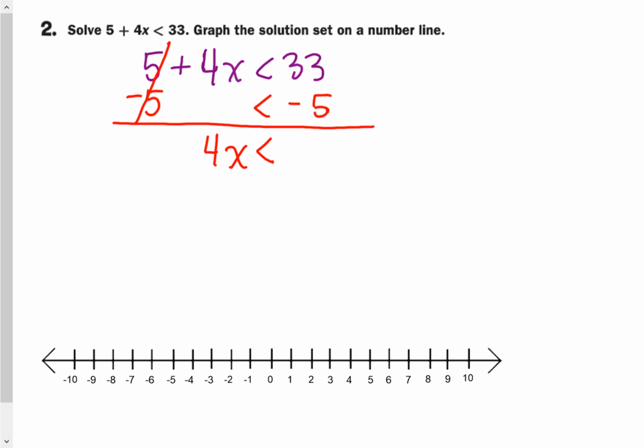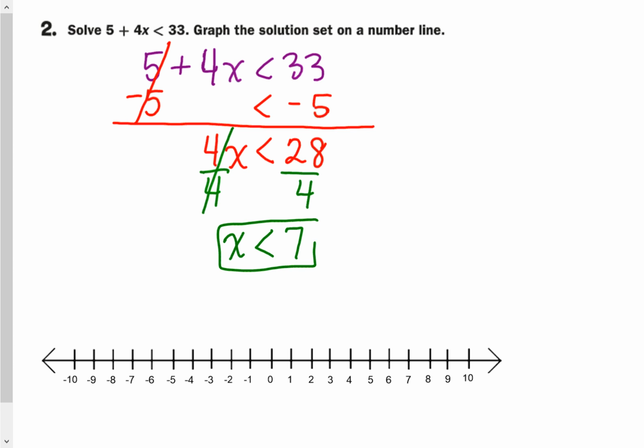Now we have our variable x being multiplied by 4. To undo multiplying by 4, we're going to divide by 4 on both sides of the inequality. 4 divided by 4 is 1, so I'm left with x is less than 7. So this is my solution, and in order to graph it, we have to decide if it's an open circle or closed circle. This is going to be an open circle because it does not include 7.